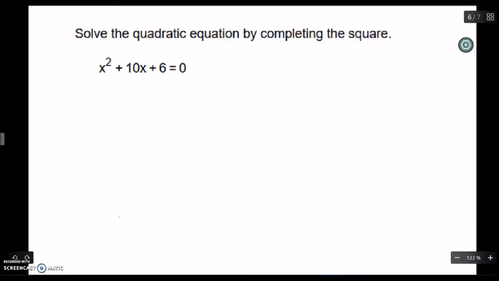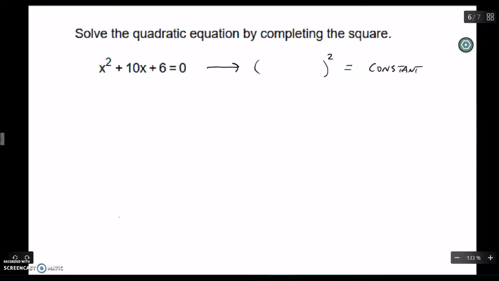Okay, it says solve the quadratic equation by completing the square. So that's a specific method it wants us to do. The goal when you're completing the square is to turn the equation into something that looks like a binomial squared is equal to some constant. Once we do that, then we can just take the square root of both sides. Now, how do we accomplish that?